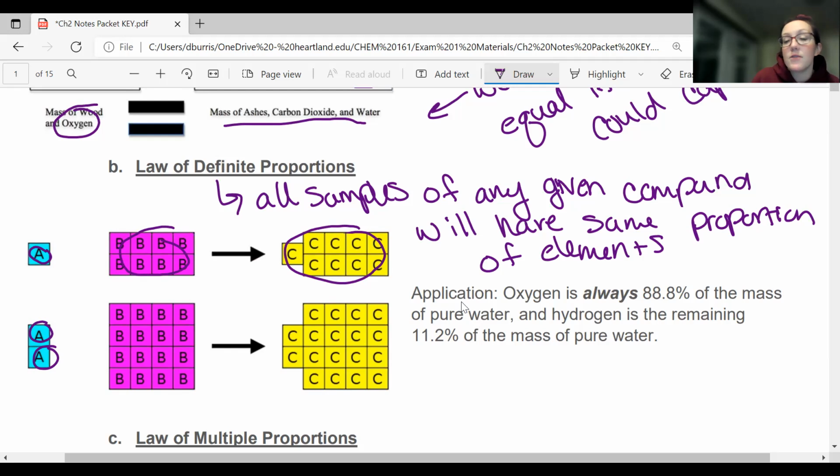Real life application, if I'm talking about water anywhere in the world, if I have a pure water sample, it is always 88.8% of the mass is oxygen and 11.2% is hydrogen, always. Okay, so if it's water, it's that same proportion.